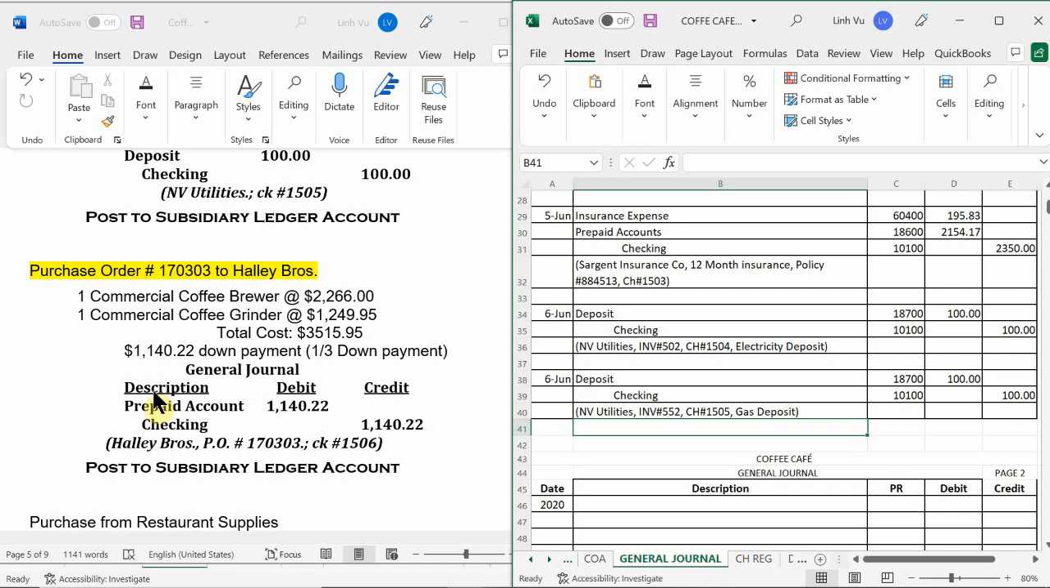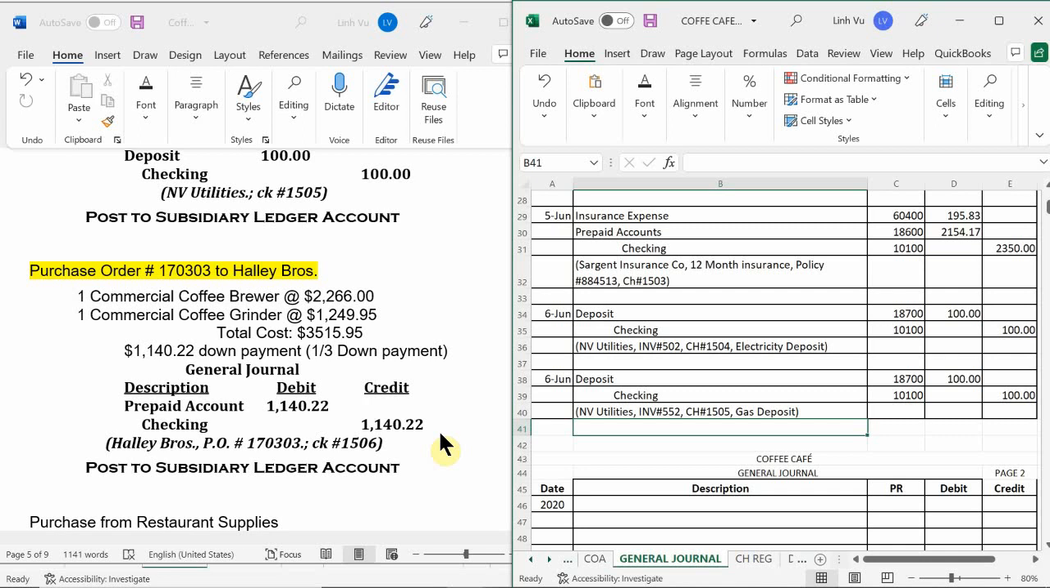Okay? So in this case, the most important thing is we need to remember that we're going to be making a purchase order, and that this down payment is going to go towards the bill. This is what this vendor requires because they're looking at what we're buying and they don't trust us that we're going to pay them back. So they require us a down payment. In this case, they say, give me 1/3 of the price. So this is what we calculated to be $1,140.22.